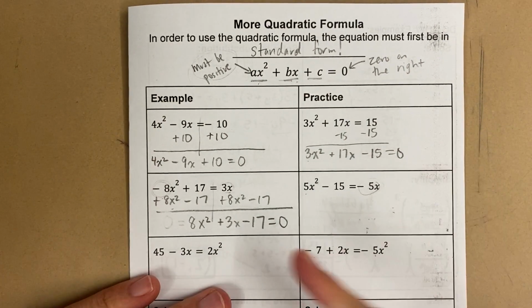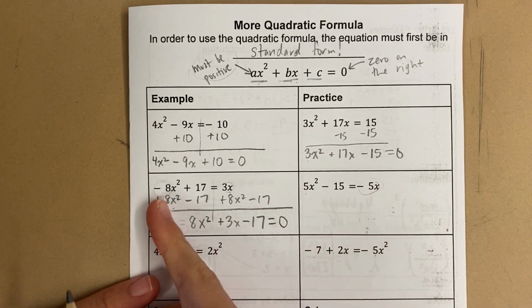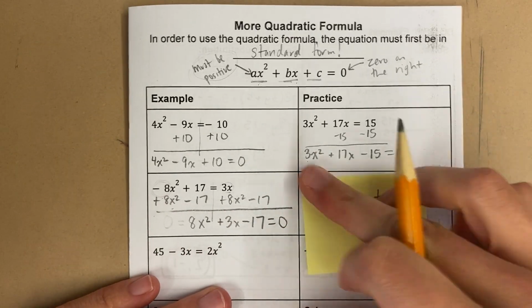Okay, go ahead and try this one. Now look, this one doesn't have a negative here, so it's not as complicated. Take a moment and try it.